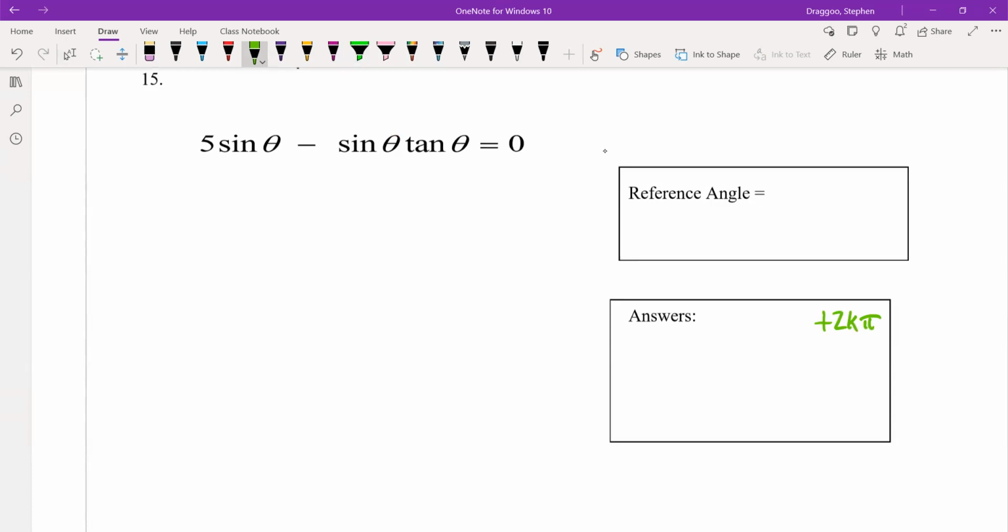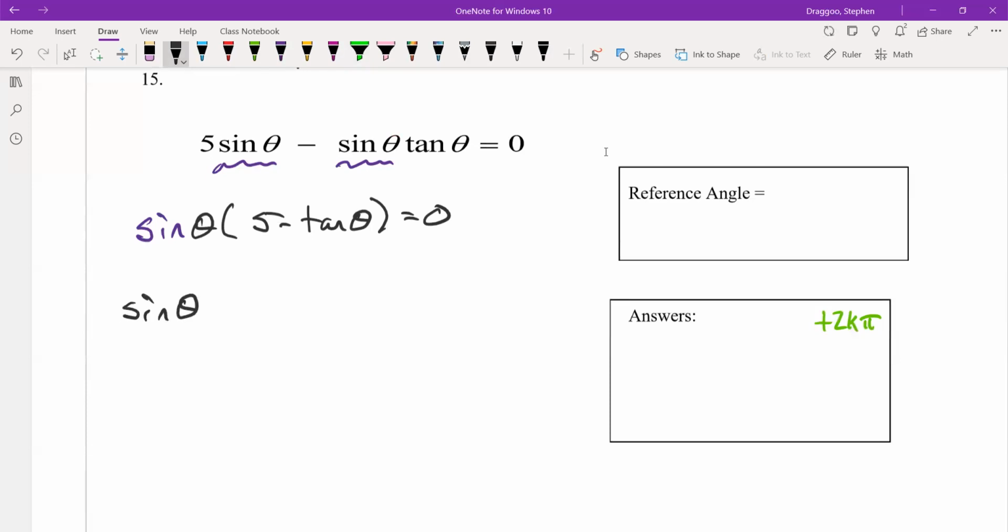All right, record speed, let's do this. 5 sine of theta minus sine theta tangent theta equals 0. Notice that I have a sine of theta in both of these two terms, so I'm going to factor it out. Sine of theta times (5 minus tangent theta) is equal to 0. So I get two options: either sine theta equals 0, or 5 minus tangent theta equals 0. And I'll start working on solving those two.